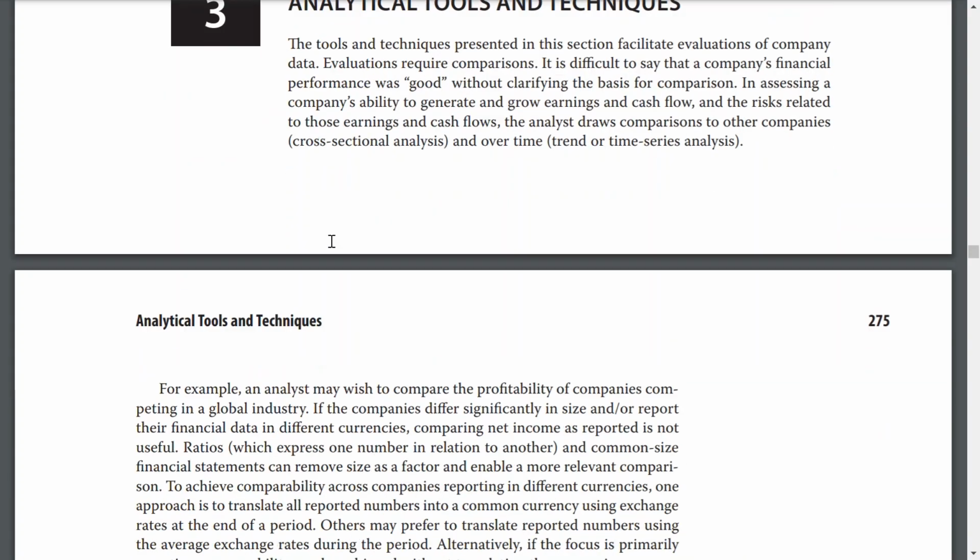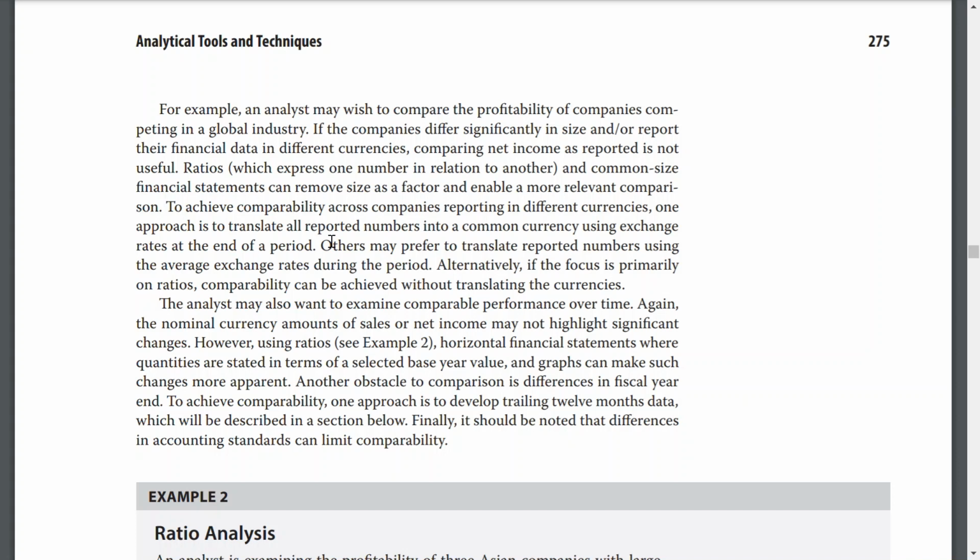For example, analysts may wish to compare the profitability of companies competing in a global industry. If the companies differ significantly in size and/or report their financial data in different currencies, comparing the net income as reported is not useful. Ratios, which express one number in relation to another, and common size financial statements can remove size as a factor and enable more relevant comparison.